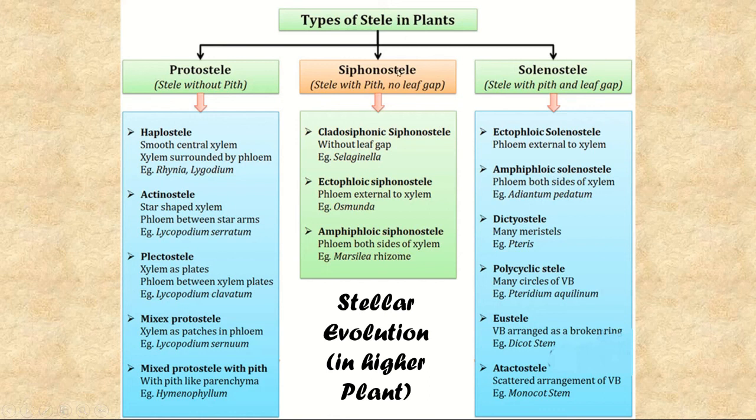Then the solenostele, actually a stele with pith and leaf gaps. So here in solenostele, leaf gaps and leaf traces are present. The first type is the ectophloic solenostele, similar to ectophloic siphonostele, right? And then the amphiphloic solenostele, which is similar to amphiphloic siphonostele, right? So this is the only difference between solenostele and siphonostele. Basically the ring form is similar, but here leaf traces and leaf gaps are present in the solenostele.